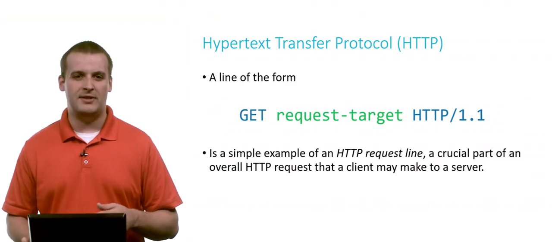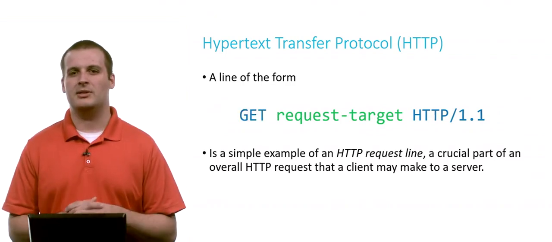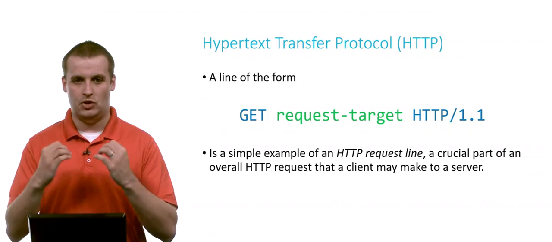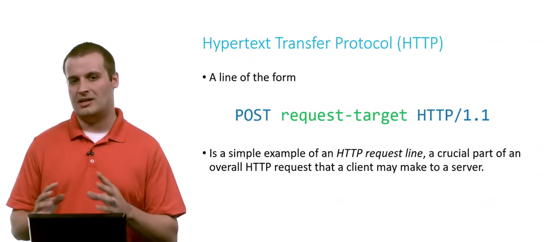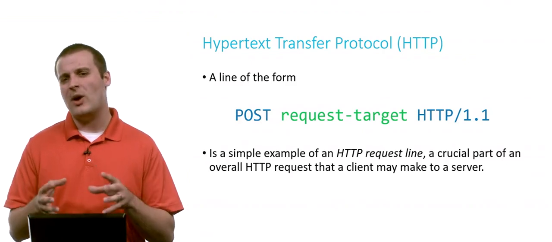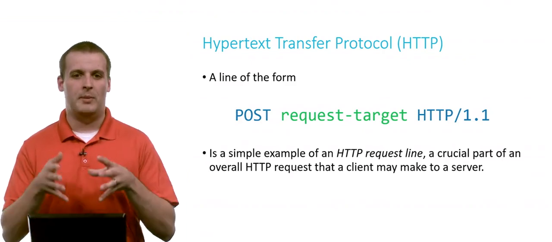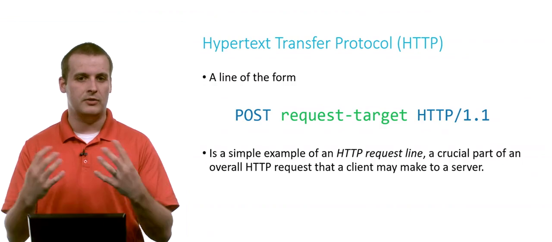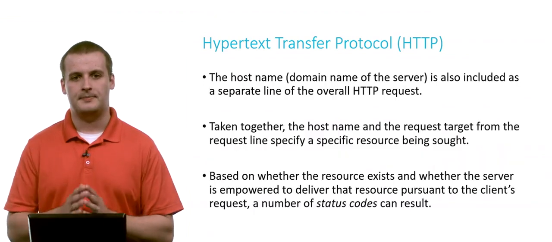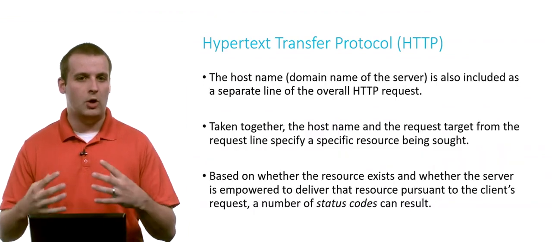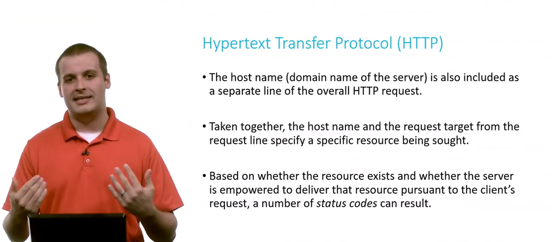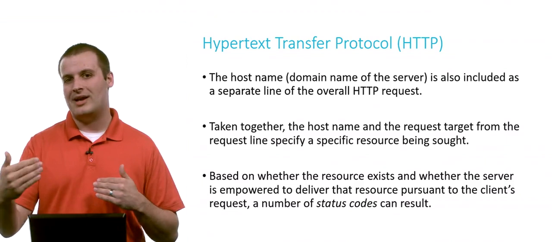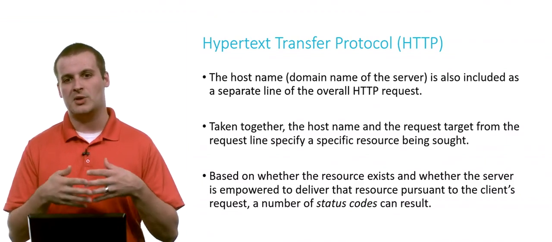For purposes of CS50, GET is probably always what you're going to be using when you're actually making direct HTTP requests. But POST is another option that we're not going to talk about right now. And then request target is what page on the host's server you would like to get. As I said, that host name is a separate line, usually the second line of the overall request. And so taken together, the host name and the request target specify a specific resource being sought.